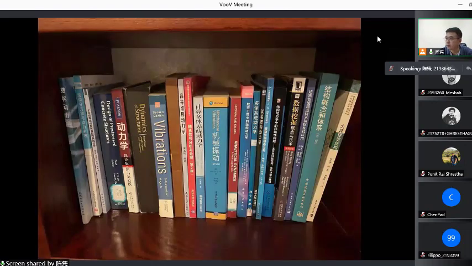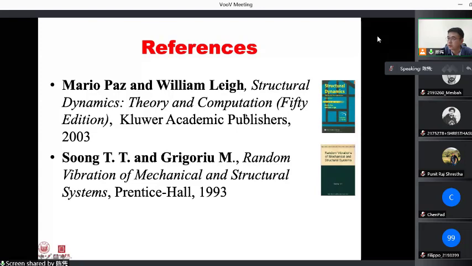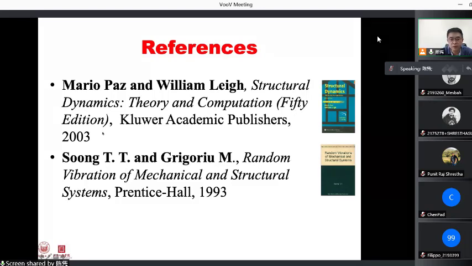So here are other books. And if you would like to do more exercises and solve more problems, you can use this one, Structural Dynamics, written by Paz. This one is very famous. It has many, many problems and exercises. You can see the edition of this book, this is the fifth edition. It is very popular. And this edition is from 2003, almost 18 years ago. I didn't check for newer editions, but it's a very, very popular book. So you can use this one.